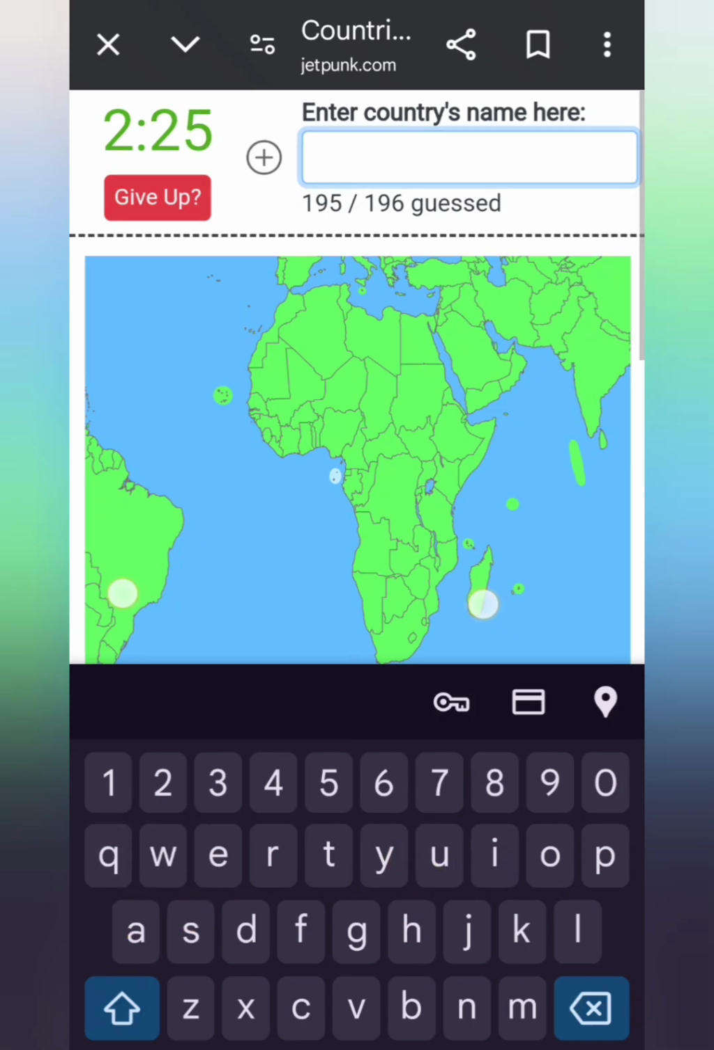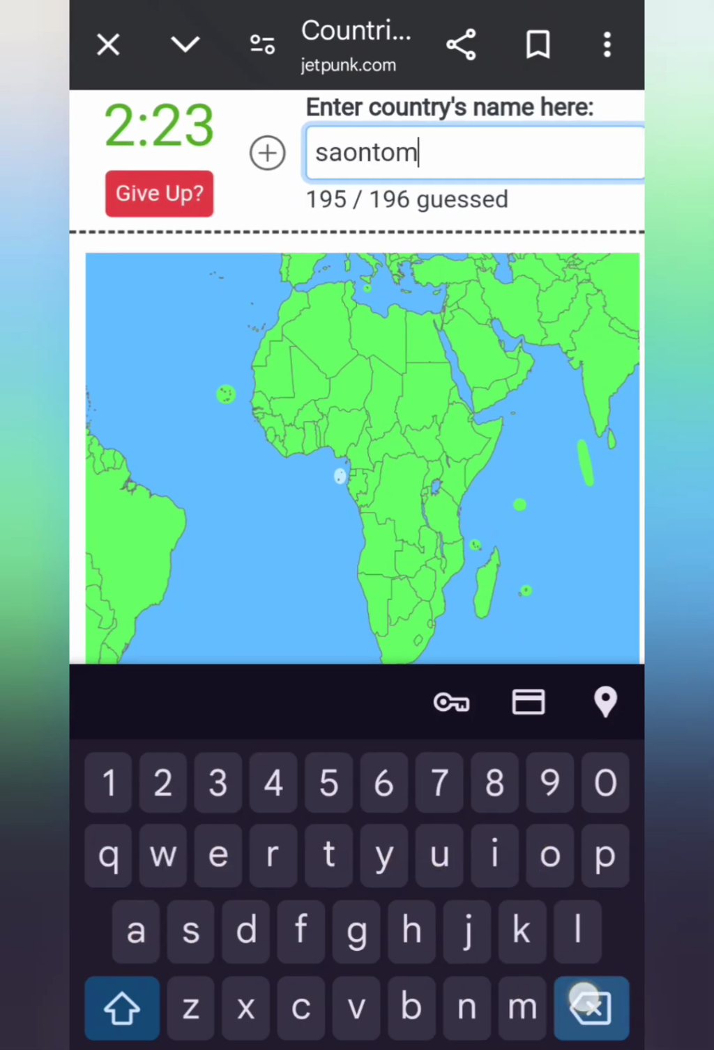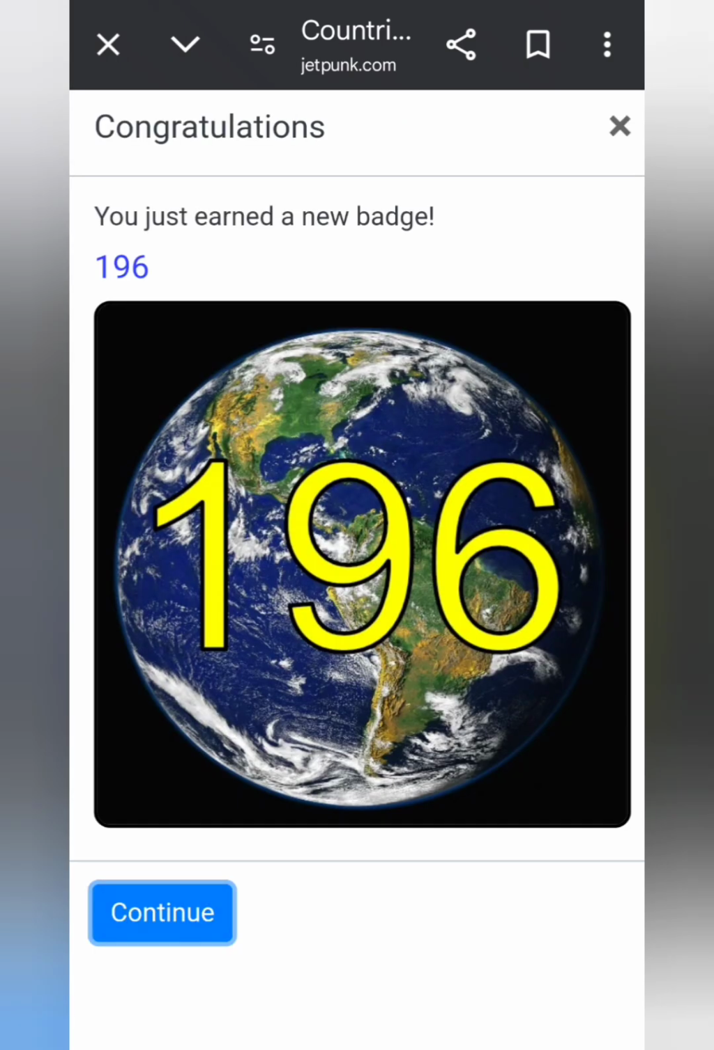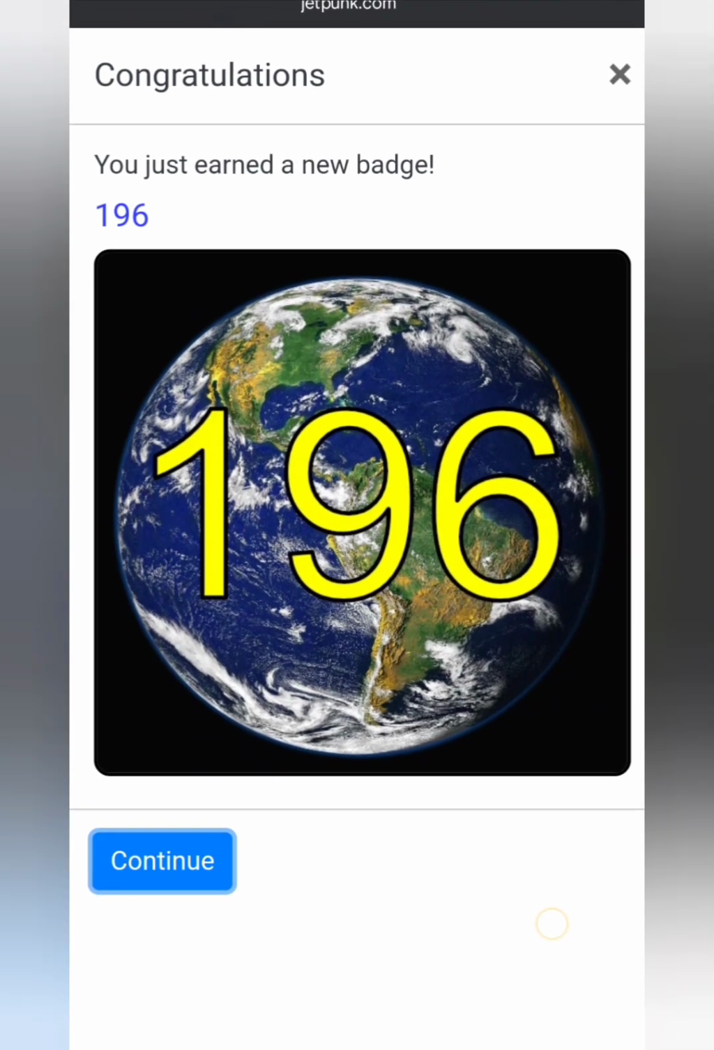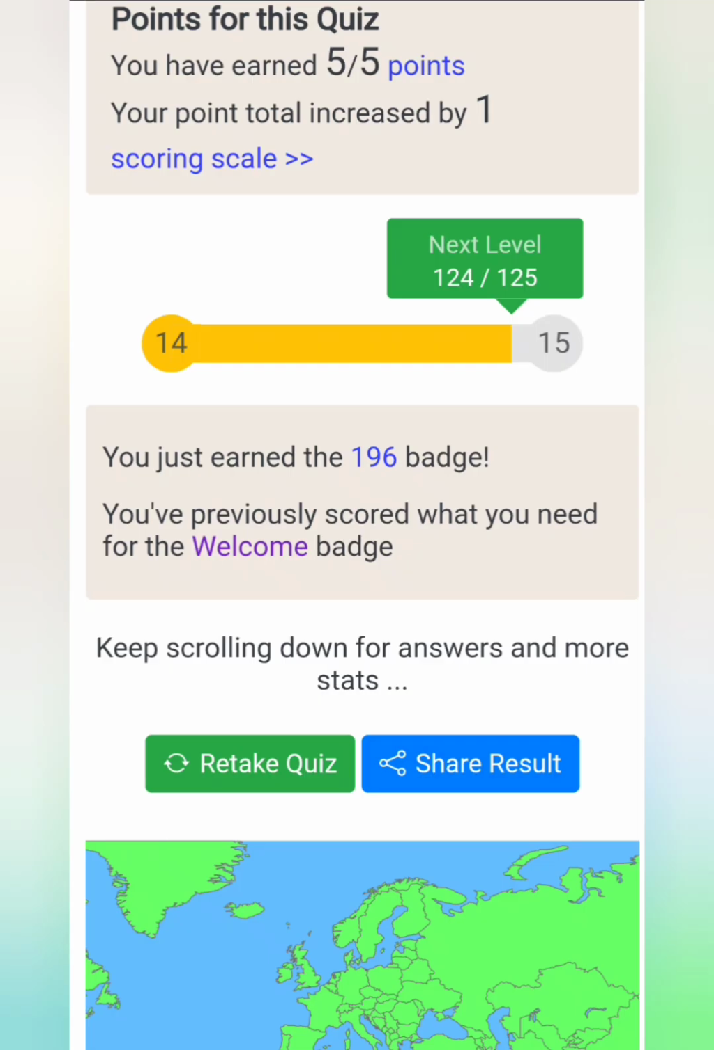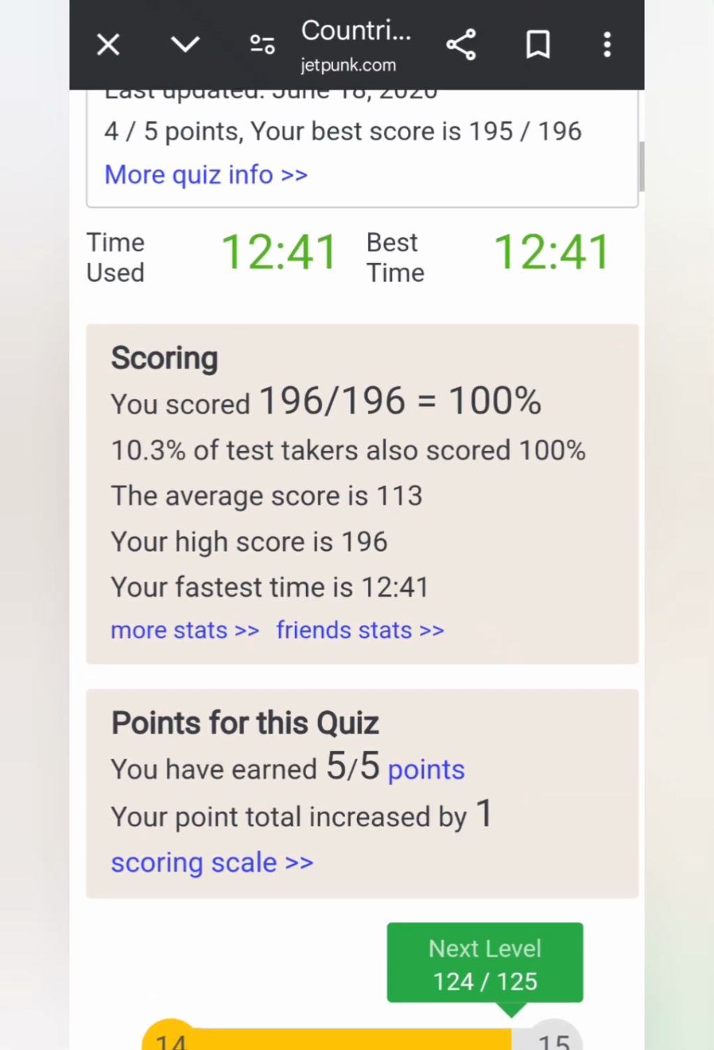So this last island is Sao Tome and Principe. With Sao Tome and Principe, we have done Asia, Africa, Europe, and everything there. We did all 196 countries of the globe. So you see, we just earned a badge for claiming all of these next-level globes.